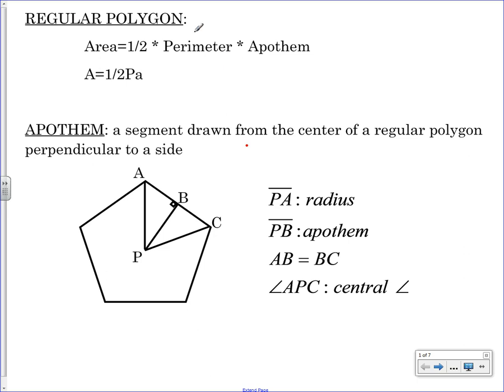Okay, so the regular polygon, the formula for the area of it is 1/2 times perimeter times apothem. I assume that's new for you, okay? So area is 1/2 PA. As long as it's a regular shape, you can use this formula, all right? Apothem is a segment drawn from the center of a regular polygon perpendicular to a side. So on this picture here, from P to B, this is the center of the polygon. It's making a perpendicular to the side. This is my apothem. Okay?